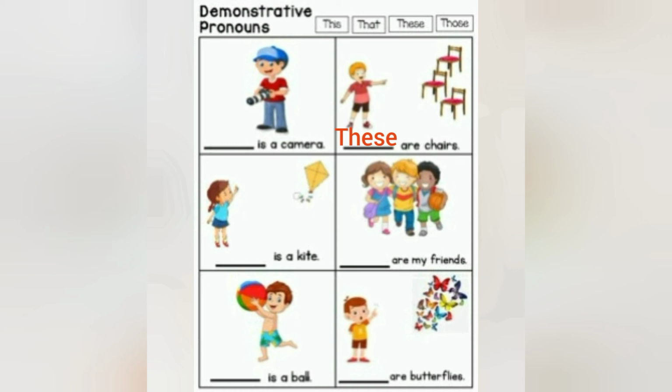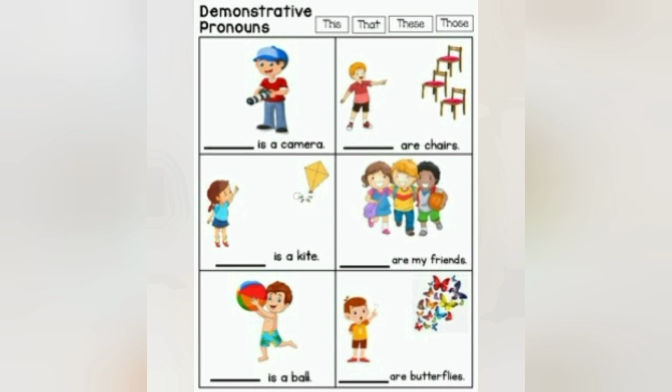These are chairs. The kite is single and far from the girl, so we shall use that. So what is that? That is a kite. In this image, dash are my friends. We use these, these are my friends, because, look at this image, we have three children. Friends are plural and close to each other, so we use these.